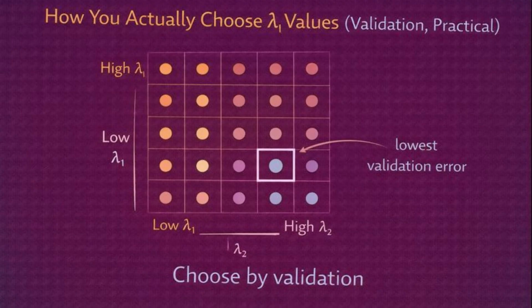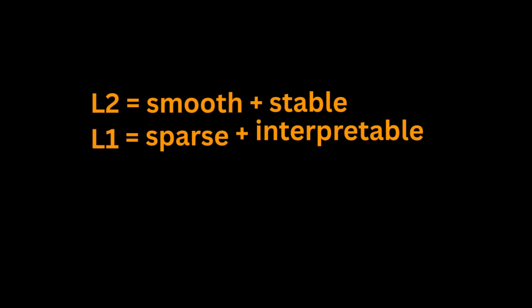Now the key question is, how do we choose these lambdas? We don't guess, we measure. We try different values and check validation error. The best setting is the one that performs best on validation data.